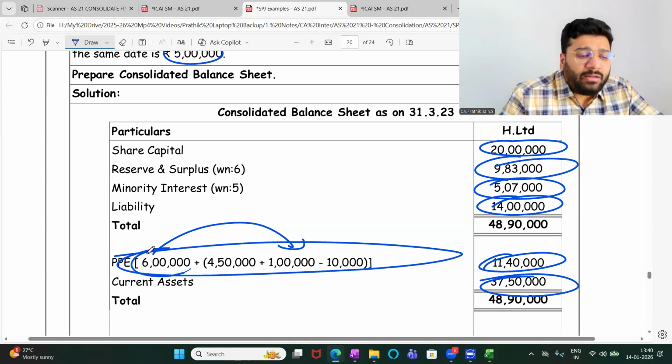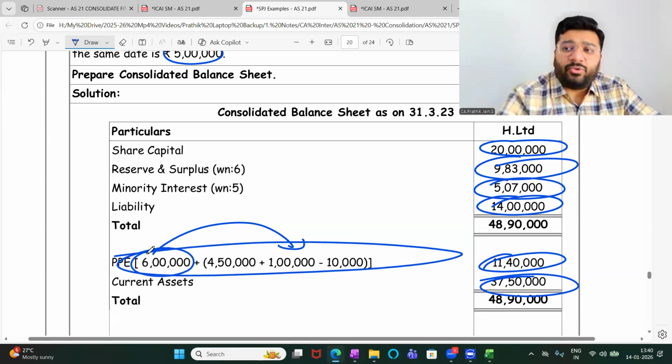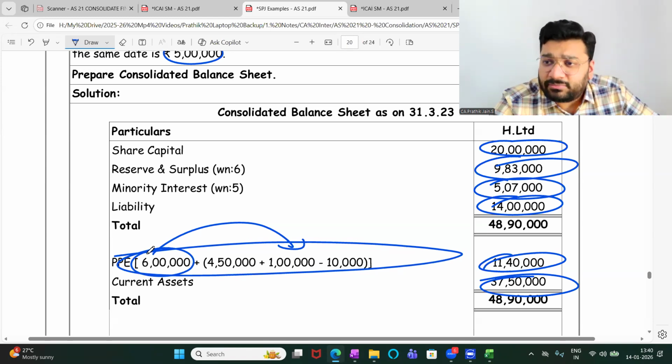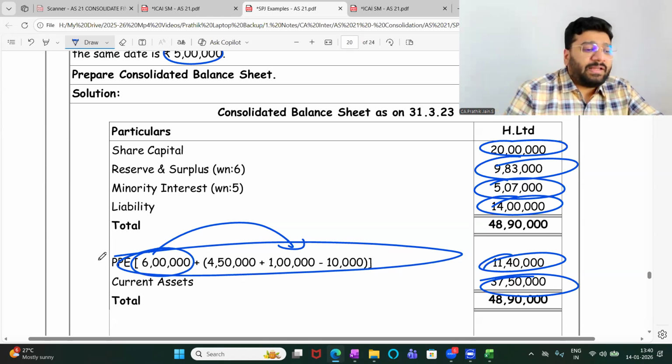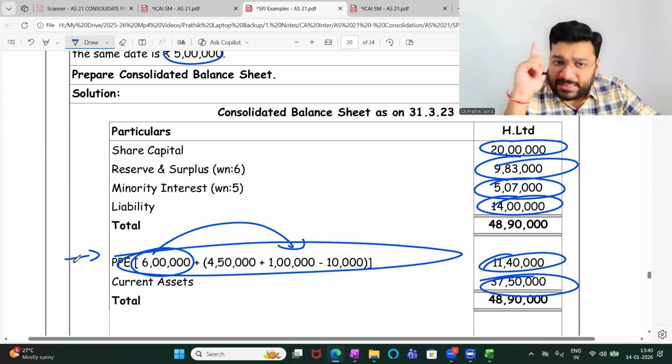6 lakh is the holding company's closing value. You can do the calculation as per the ICA method. This I have done as per my conceptual understanding. You will do as per the ICA note.